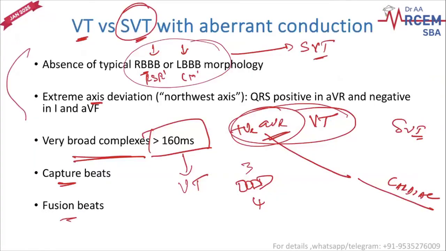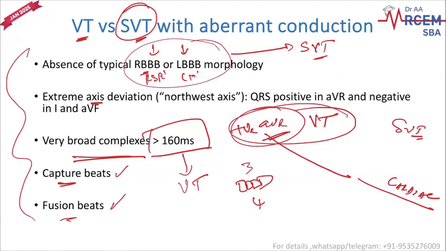So these are the differentiating factors you need to remember. At the same time, I would like to stress that one of these things might not be present, or the majority of these things might not be present. Only one or two things might be present, suggestive of a supraventricular tachycardia or of a ventricular tachycardia. So not all of these features need to be present in any given ECG.